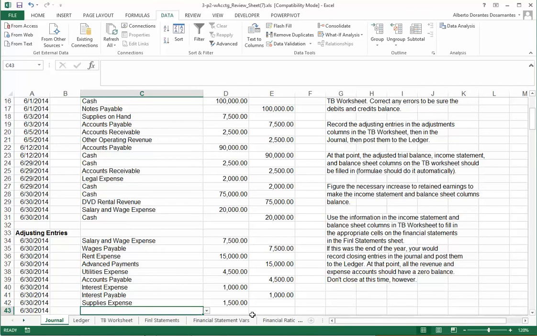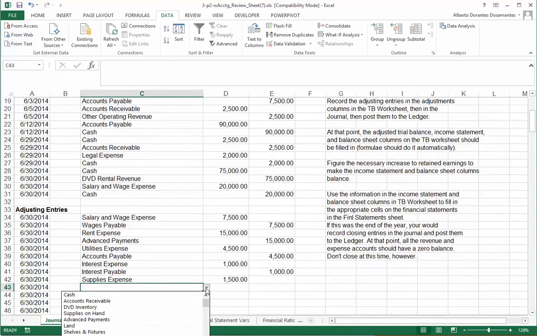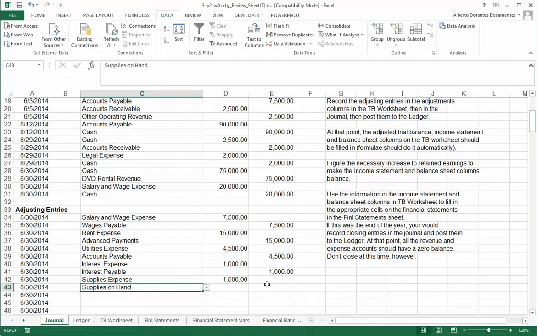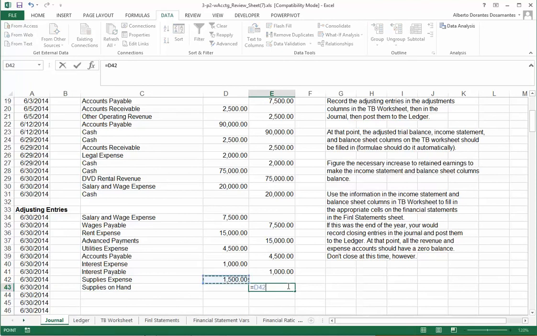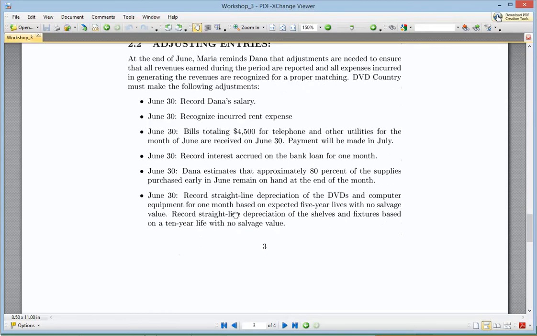Okay, and then we have to credit supplies on hand just to reduce the amount of supplies on hand we have. Okay, and we debit the supply expense. Okay, and we go to the next.